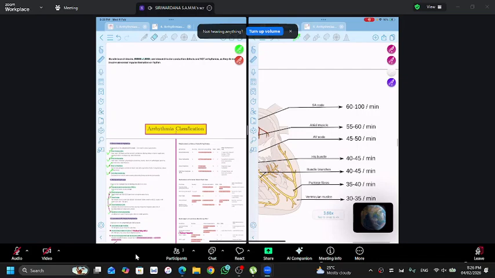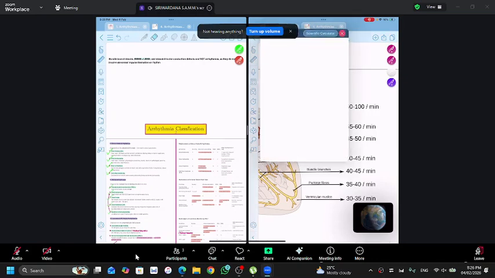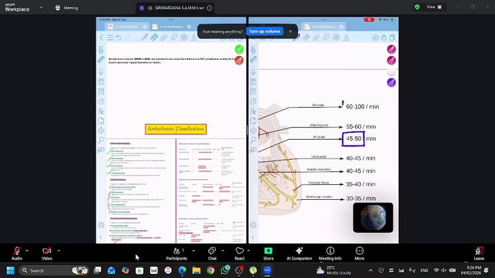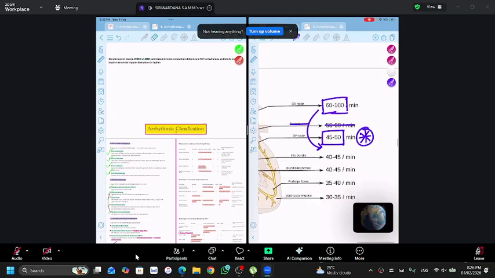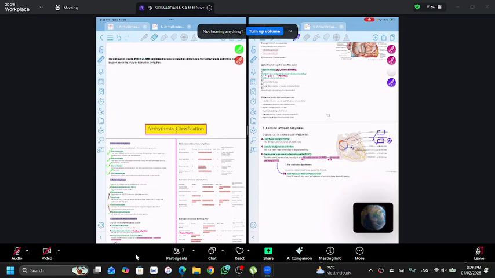Basically, the AV nodal beat rate is around 45 to 50. The SA node is 60 to 100. Ignore the atrial muscle one. If the SA rate goes below this, then the AV node takes over as the dominant pacemaker of the heart. So then that is called a junctional escape rhythm.